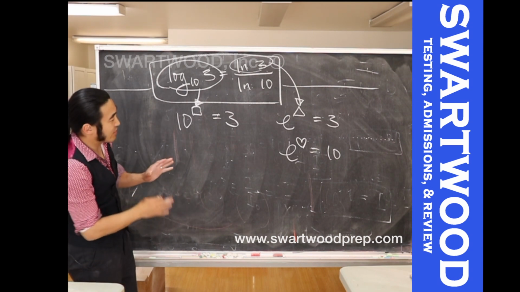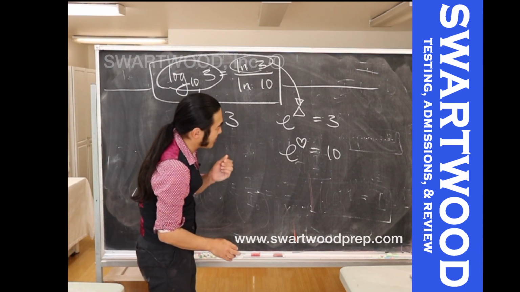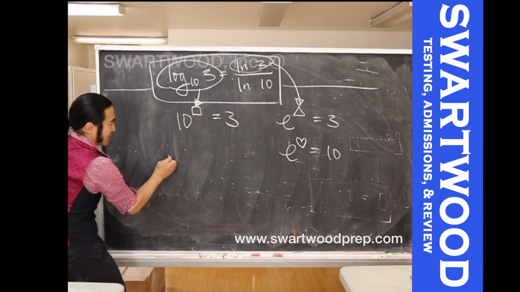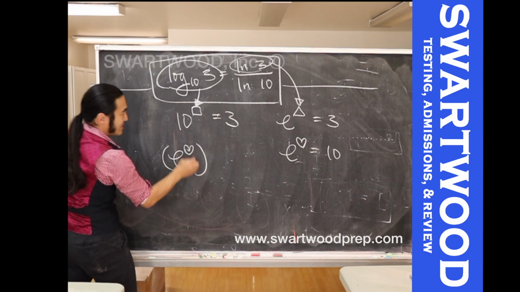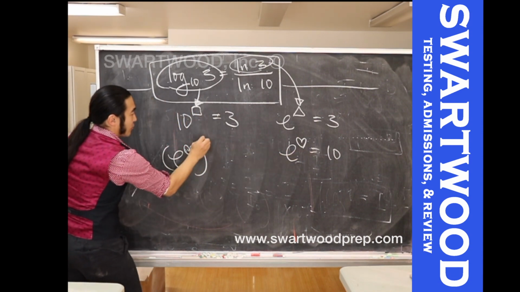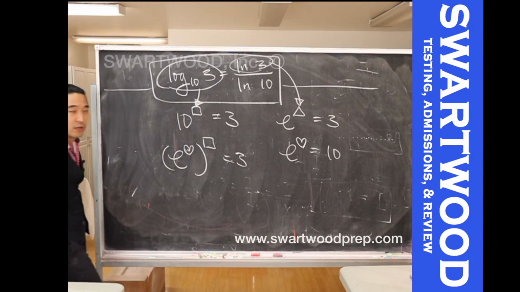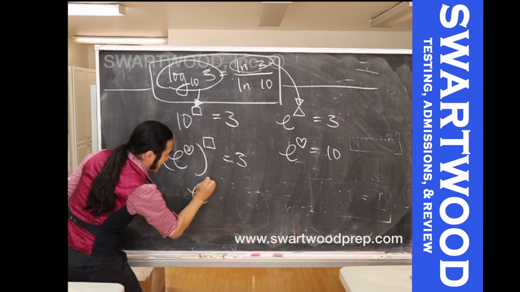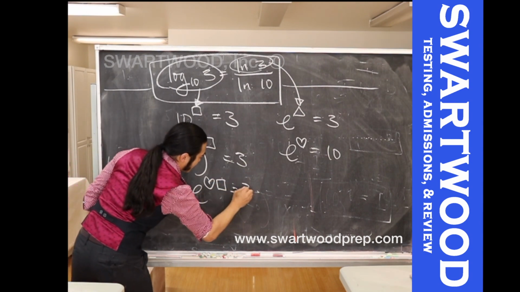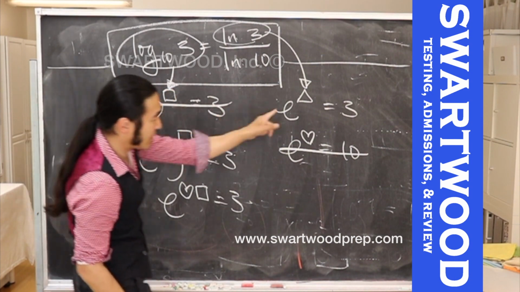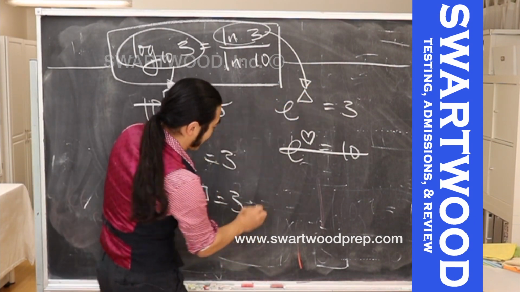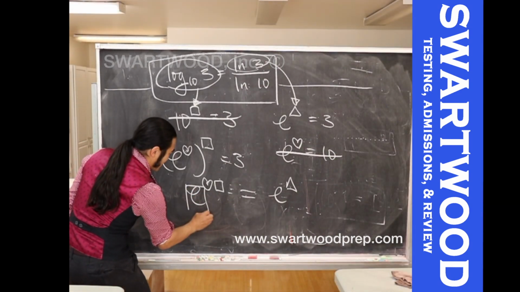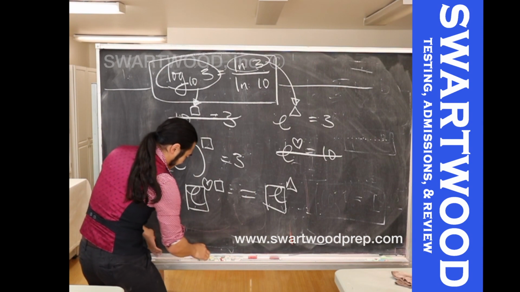Okay, so what I want to do is find some sort of relationship here. And we noticed here that e to the heart is 10, right? So this whole thing is 10. So I'm going to come back here and write this as e to the heart, which is 10, raised to the square is going to be 3. Okay, so far so good. When you raise this guy to a power, you multiply the exponents. So it's e to the heart times square is equal to 3. So we've used this guy and this guy. But now look at this thing. 3 is e to the triangle. So I'm going to write that here, e to the triangle. And it's not that unbelievable that since the bases are the same, the exponents must be the same.